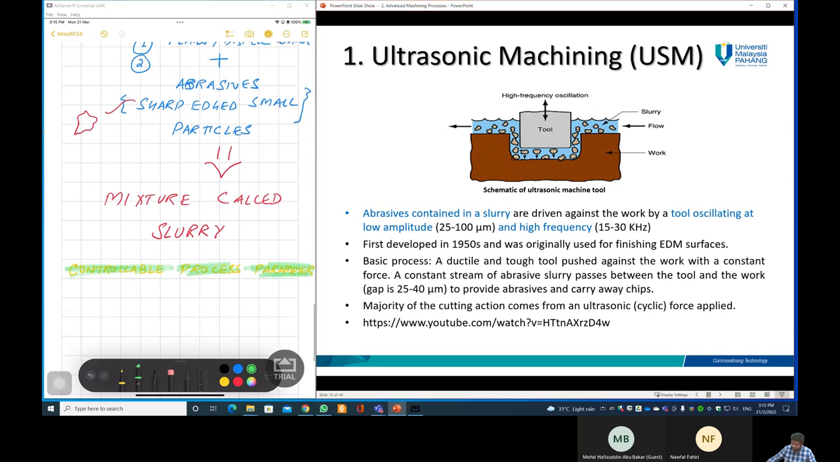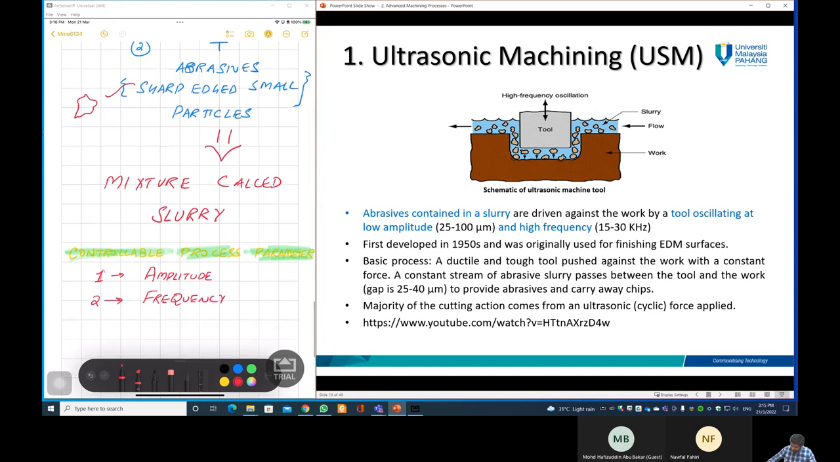So the controllable process parameters are, number one, amplitude, number two, it looks like frequency also, and the gap between the tool and the workpiece. From this slide we understand that these are the three things that we can control, it looks like. Later on, in other research papers, we will see and understand what other types of parameters can be controlled. So let's see what we can control and what we cannot control.